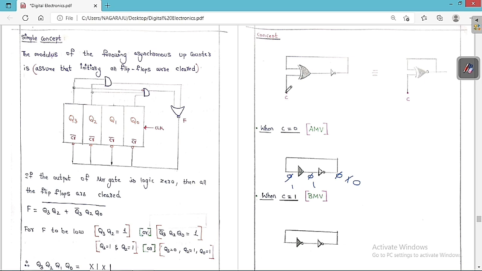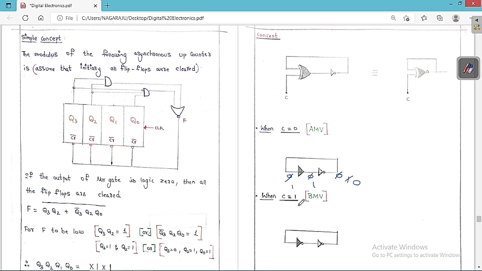Whenever you give C equal to 0, whatever the input is, the same becomes the output, so it is going to behave like a buffer. If this is 0, here also 0, here also 0. Again the complement of 0 is 1. So you can say there is a continuous change in the output. It is called an astable multivibrator because there is not even a single stable state. Because of that reason it is called an astable multivibrator.